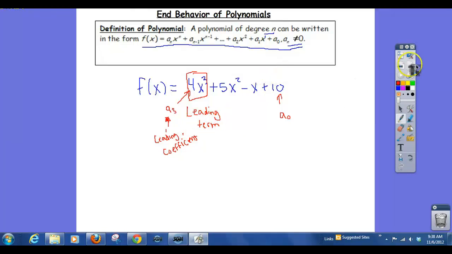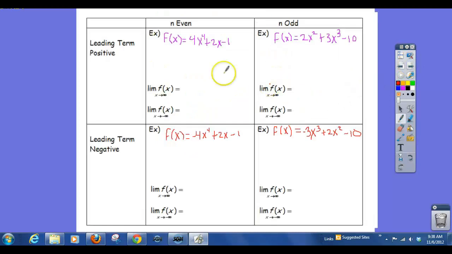Okay, so now let's take a look at this chart I have here. What I've done is I've divided up all the cases you can have when you're looking at a polynomial, right? The degree of a polynomial can either be even, which is this column, or the degree of a polynomial can be odd, which is this column. Your leading term could be positive, so for instance, that's a positive 4, and that's a positive 2, or your leading term could be negative. That's a negative 4, and that's a negative 3.